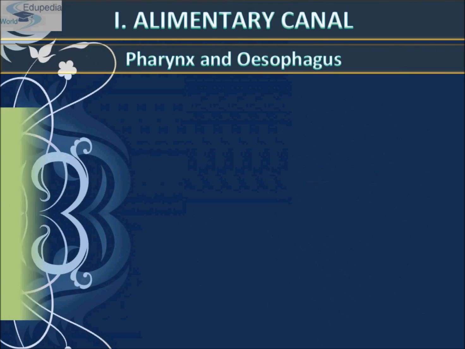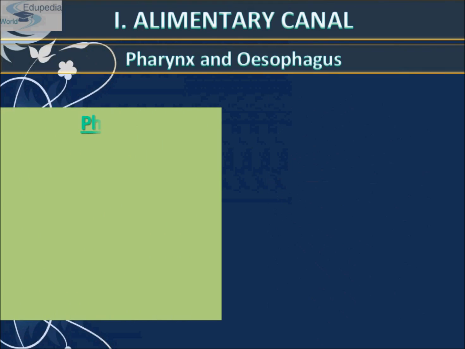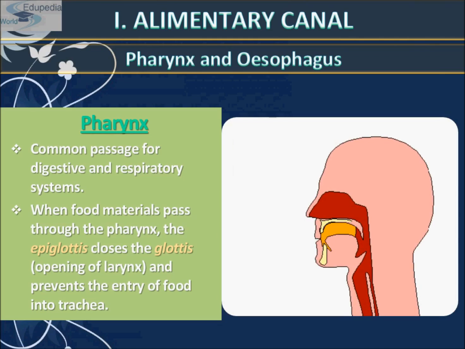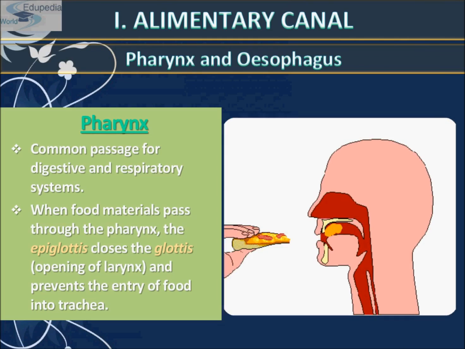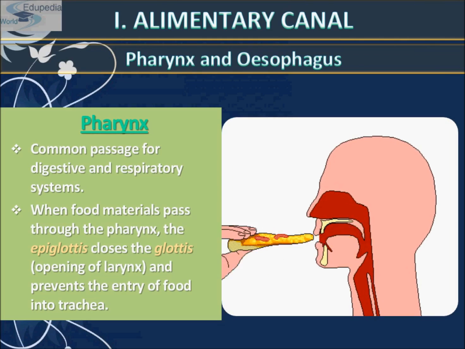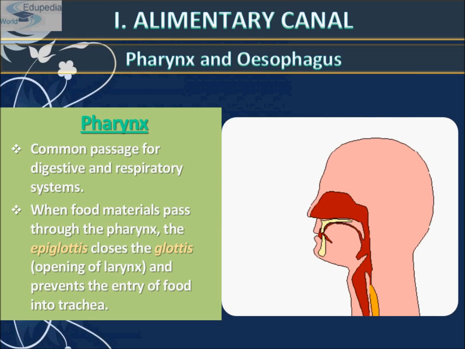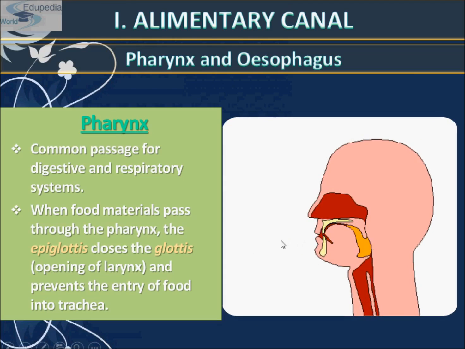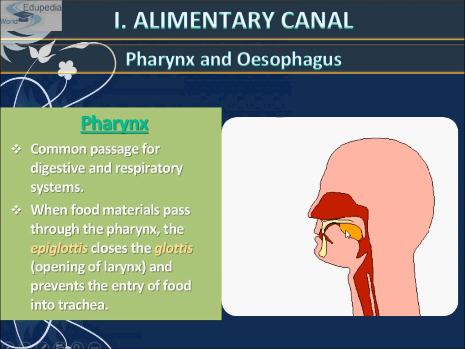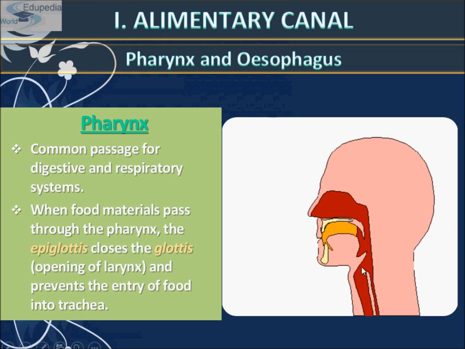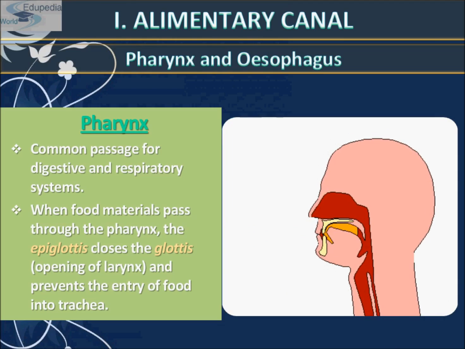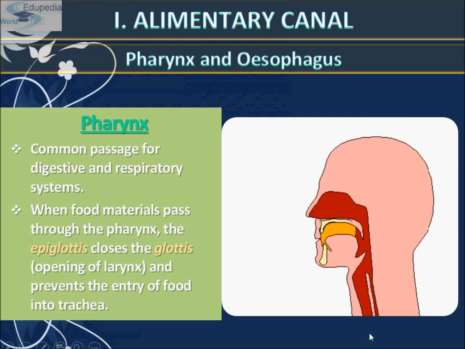Now comes the pharynx and the esophagus. The pharynx is a common passage for the digestive and the respiratory system. When food material passes through the pharynx, the epiglottis closes the glottis, that is the opening of the larynx, and thus it prevents the entry of food into the trachea. As you can see, this person is ingesting something, and this is the epiglottis, and it closes off to prevent food from entering the trachea. This is the trachea, and this is the food pipe.